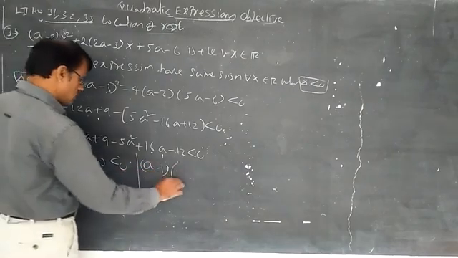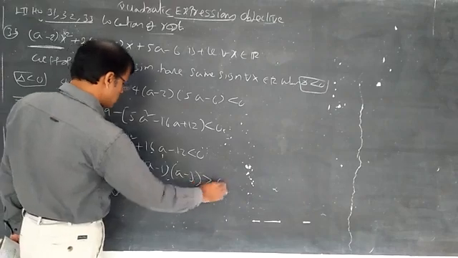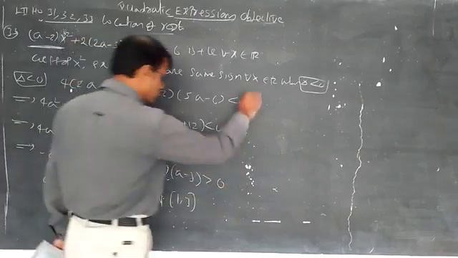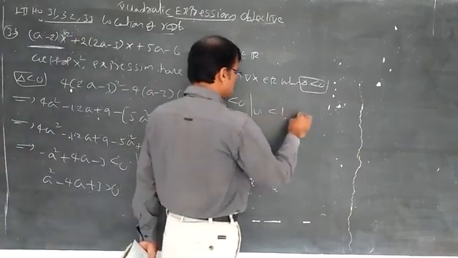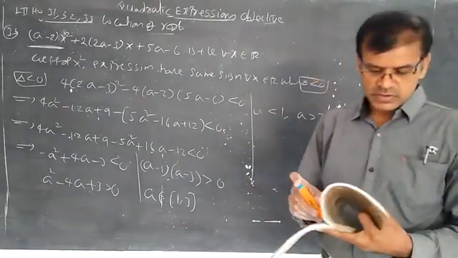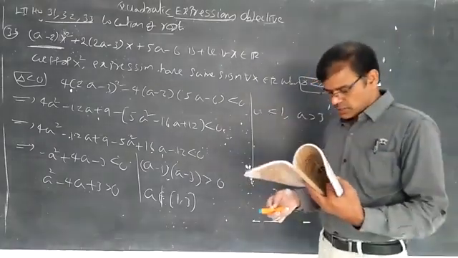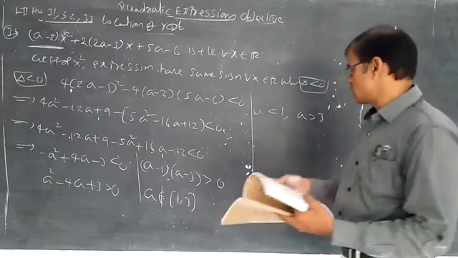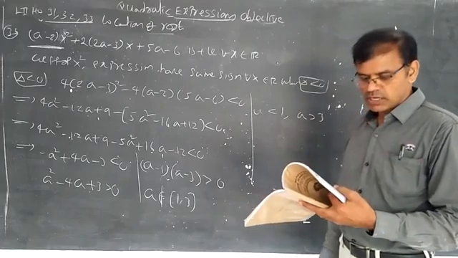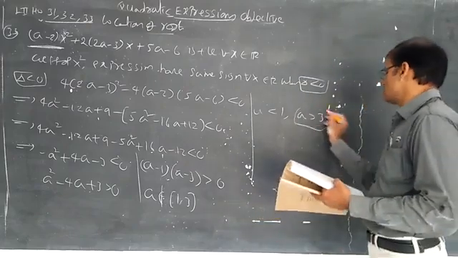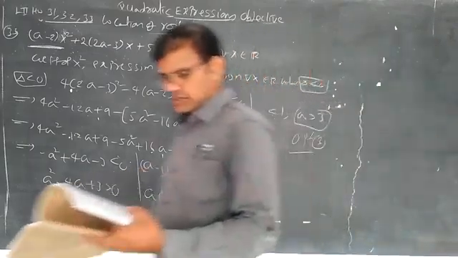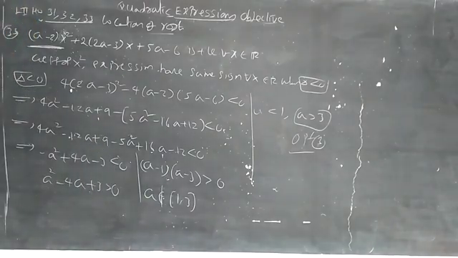You can write as a minus 1 into a minus 3 greater than 0. That the meaning is a does not belong to 1 comma 3. You can understand this as a less than 1, a greater than 3. According to the options for the 33rd question, he given a less than 1? He did not give. Of course it is correct. A can be any real number here. He given a greater than 3 as option 3.